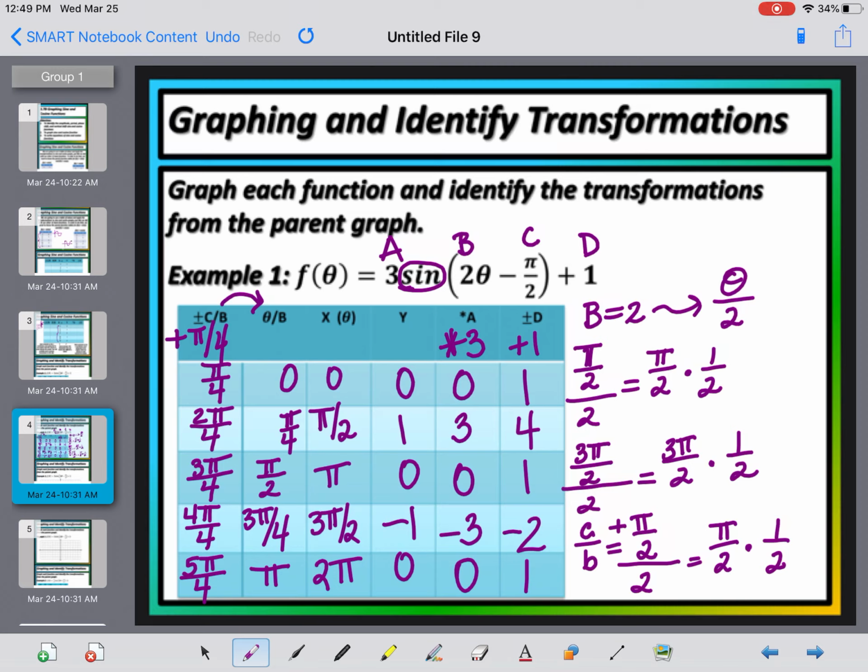So you'll notice on some of these values that I did not reduce. And I did that on purpose. So you're going to want a common denominator in this last column so that when you graph your function, each tick mark on your coordinate plane is equally spaced.